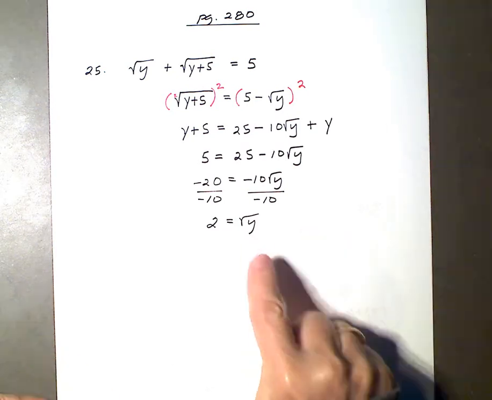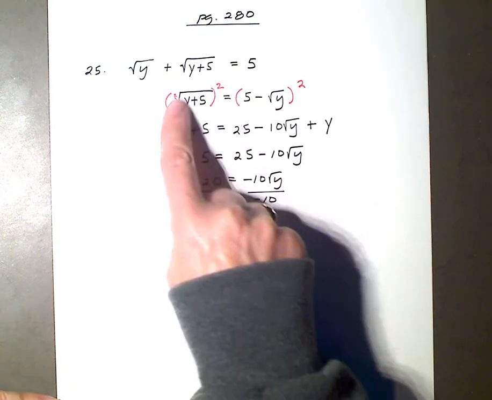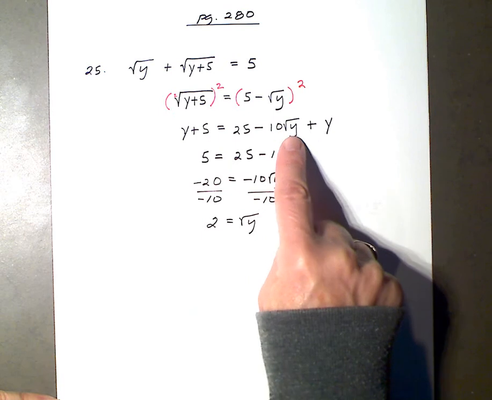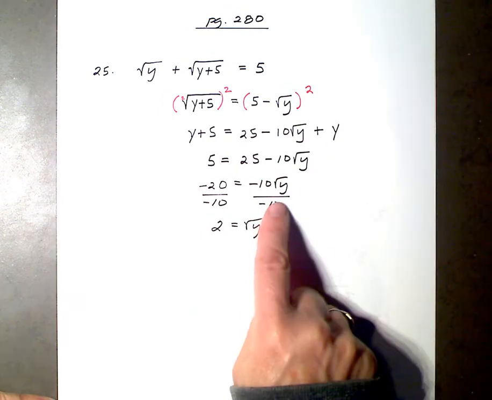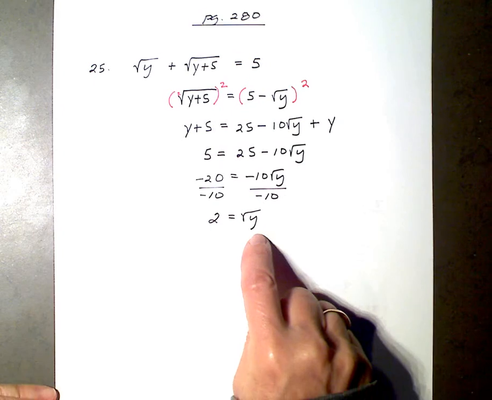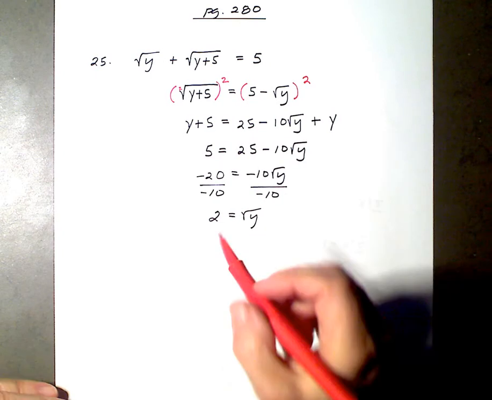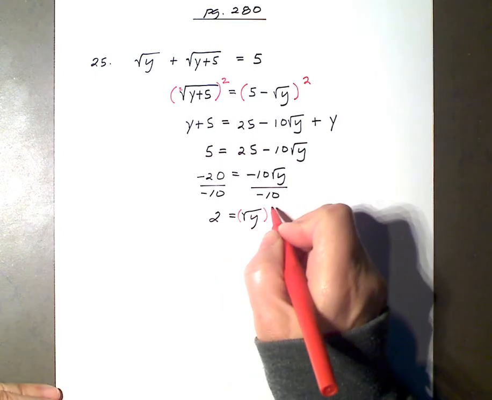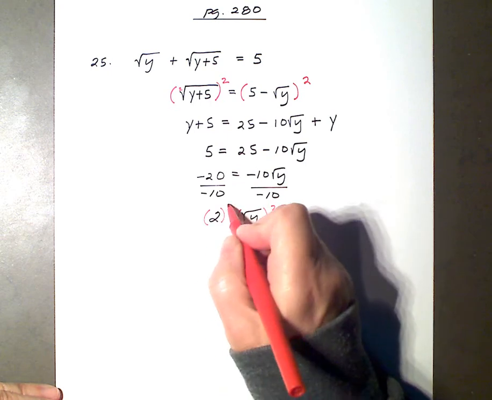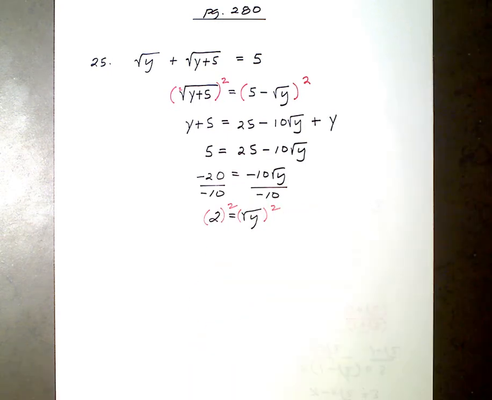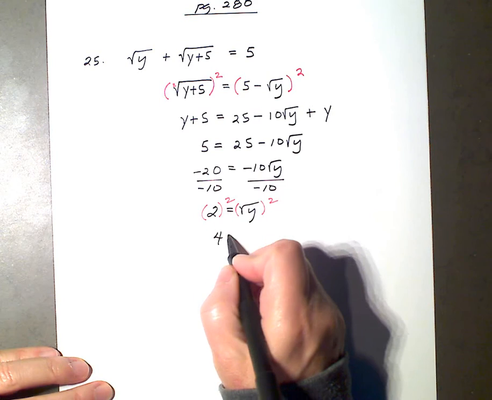And once I had isolated the first one, then my goal was to isolate this square root of y. So I've done that now, and so now I can once again raise both sides to the second power. So wrap and raise, wrap and raise. So I have 2 squared, which is 4, is equal to y.